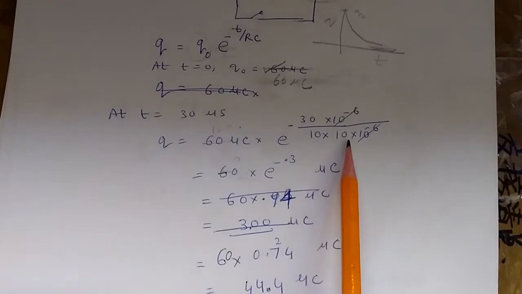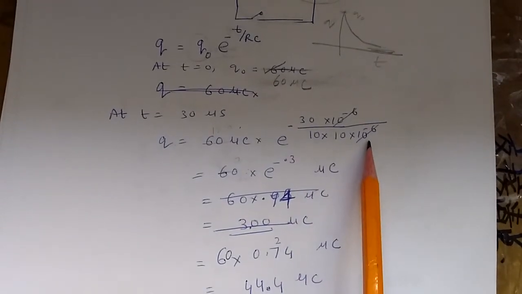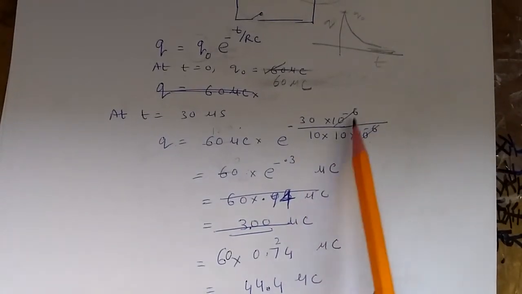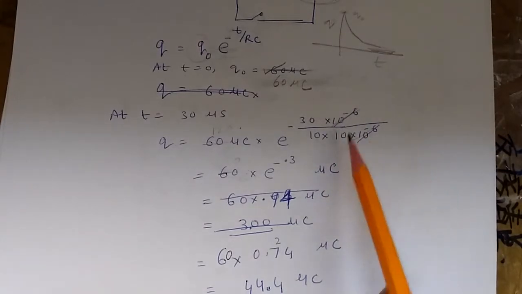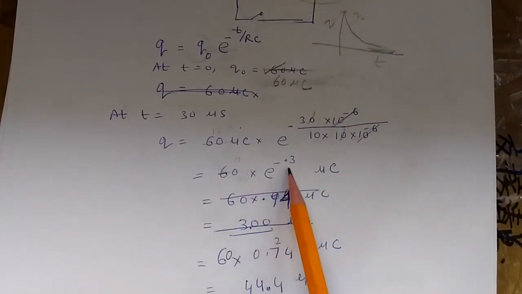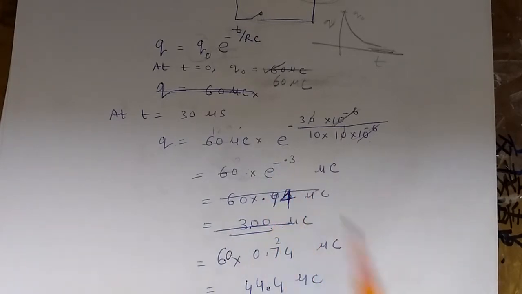R is 10 and C is 10 microfarad. So 10 into 10 to the power minus 6; the 10 to the power minus 6 cancels out, and the 10 into 10 is 100, so it becomes Q equal to 60 microcoulomb times e to the power of minus 0.3.